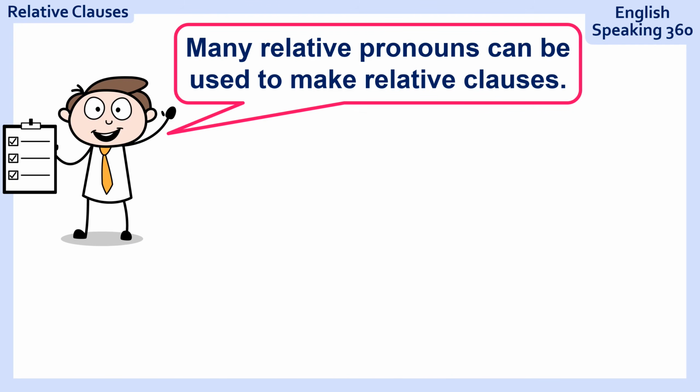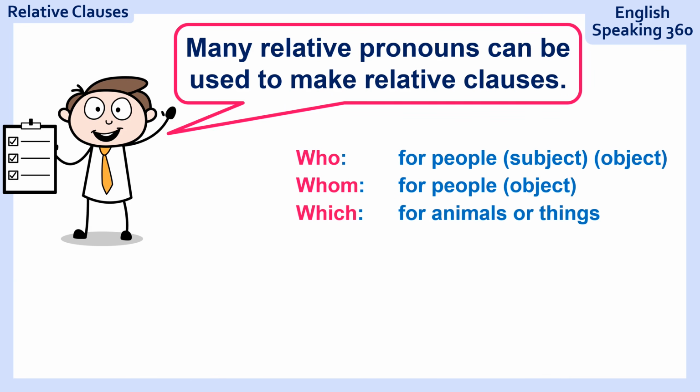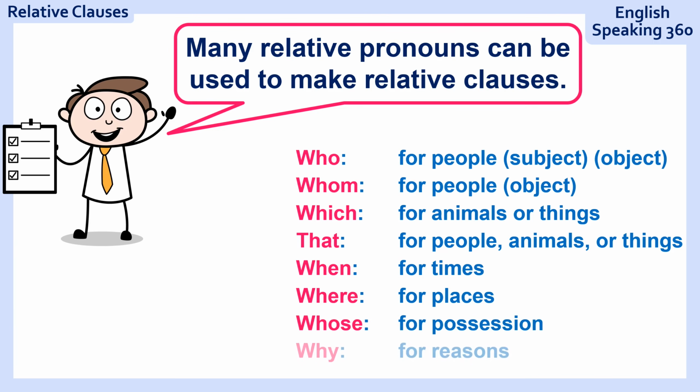Many relative pronouns can be used to make relative clauses, and that's important. Who for people, whom also for people, which for animals and things, that for people, animals, and things, when for times, where for places, whose for possession, and why for reasons.